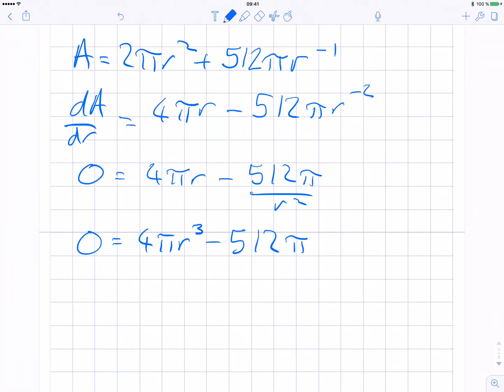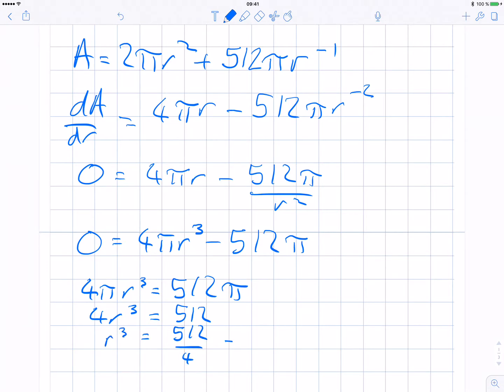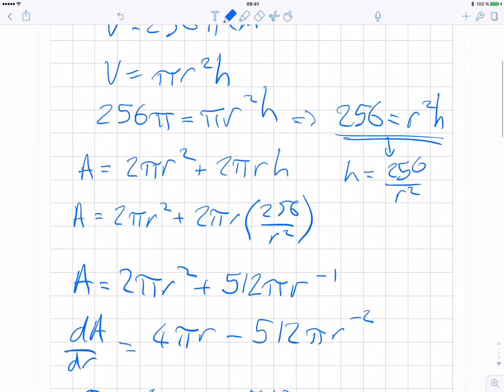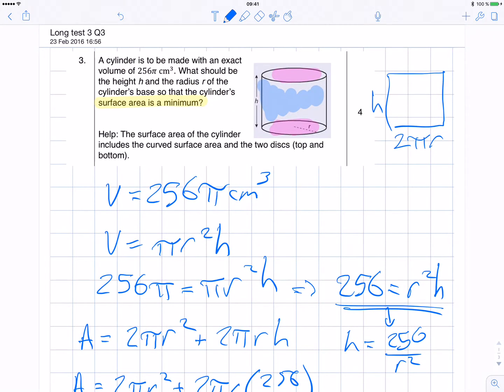I'm going to do a bit of rearranging. The pi's cancel. So r cubed is equal to 512 over 4, which is equal to 128. So we have r is equal to the cube root of 128. I'm going to keep the exact value in because the question asks what should be the height h and the radius r. So I need to go back to h.